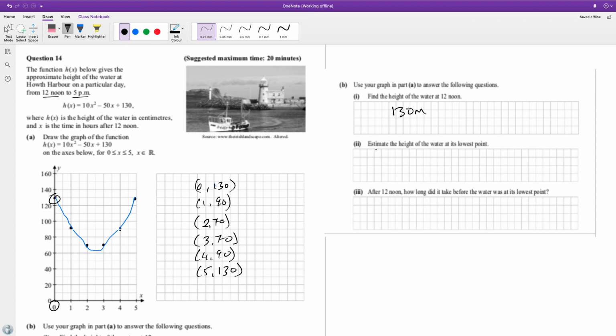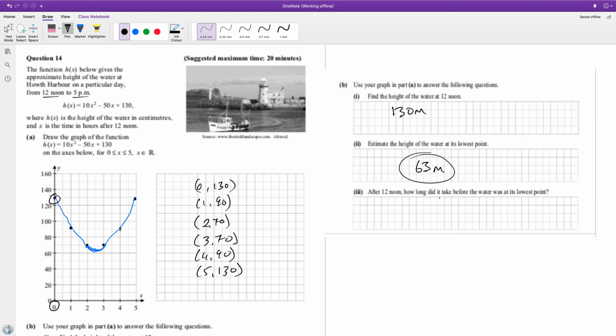Grace. Estimate the height of the water at its lowest point. Sorry, Emer. Estimate the height of the water at its lowest point. You'd lose 2 or 3 marks there, because it's not going to be 70 because there's a U shape, isn't it? It dips slightly. So what's this down here going to be? 60. Not quite 60. I'd say if you said 65, you get full marks, but it's about 63. It dips slightly. If you say 70, you won't, because there's a dip. It goes between the two points at 70, and we know it dips in between the two of them.